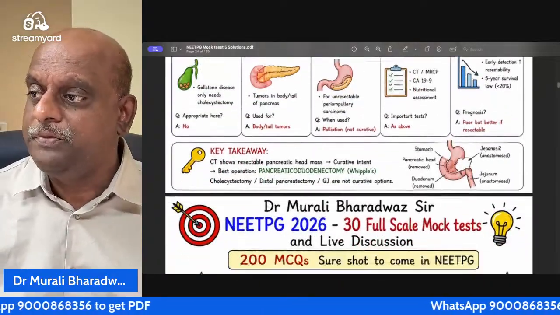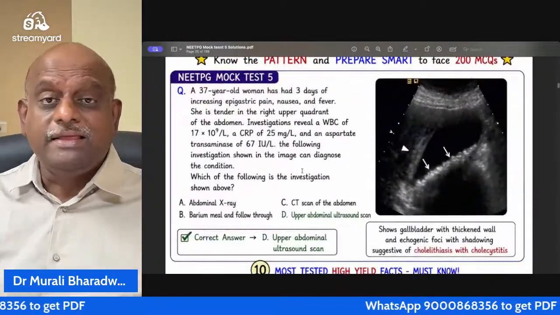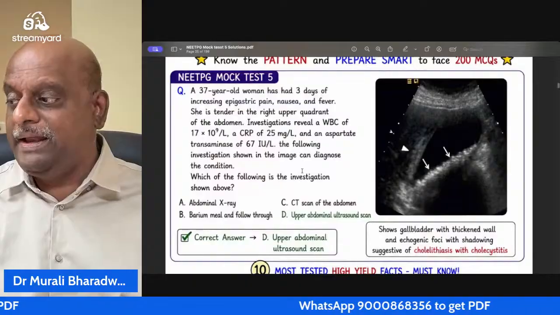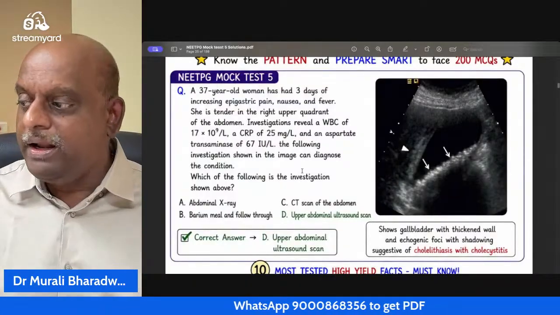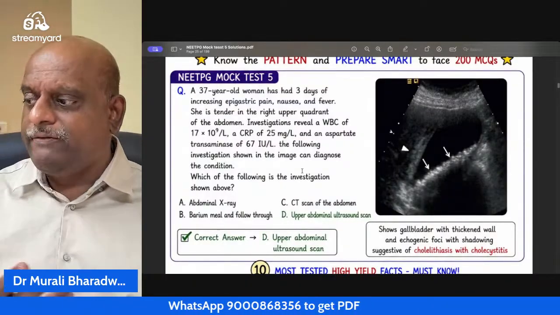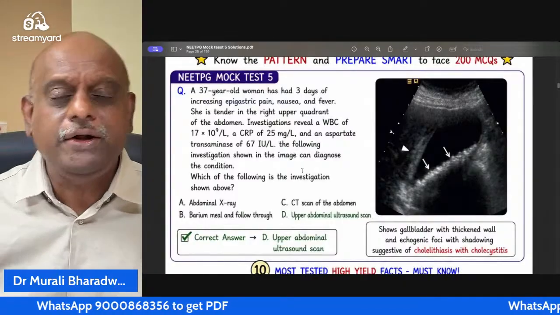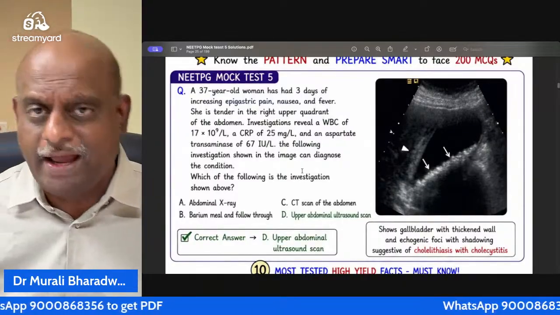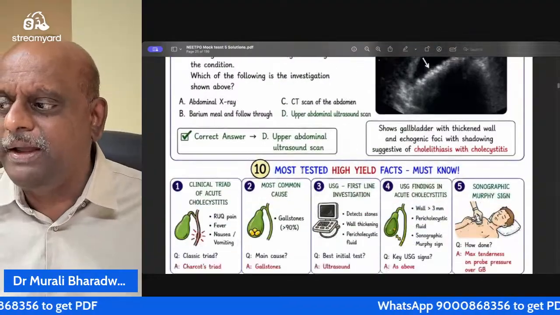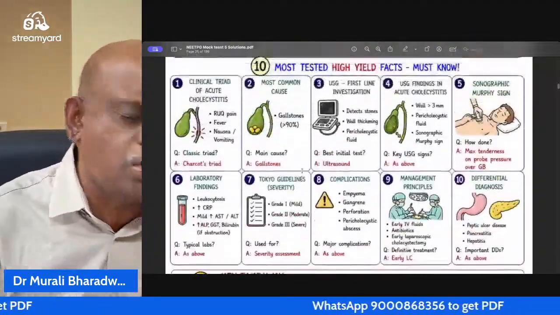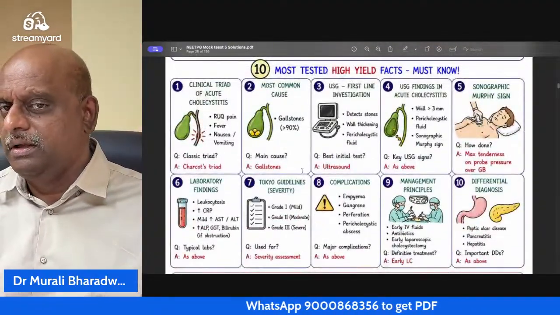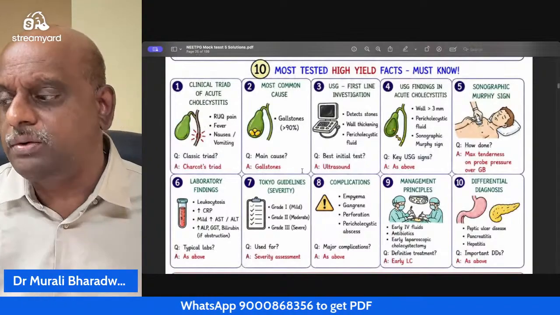37-year-old, 3 days of increasing epigastric pain. Gallbladder is showing thickening and echogenic foci which are suggestive of cholelithiasis. So you need to do an upper abdominal ultrasound scan, which is considered to be the investigation of choice. Always think of gallstones. The investigation of choice is ultrasound.